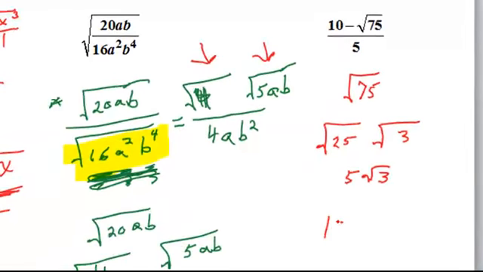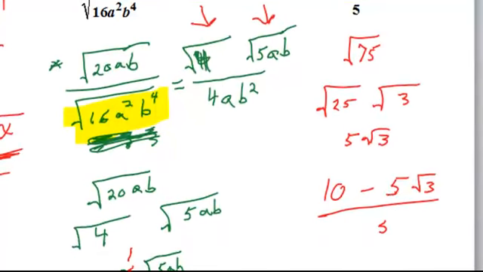Okay, let's go back to that now. We have 10 minus the square root of 75, which we just said is 5 square root of 3, over 5. See if you can cancel without factoring out the GCF. Do we have a common factor in every term? We have a factor of 5 in every single term, right?